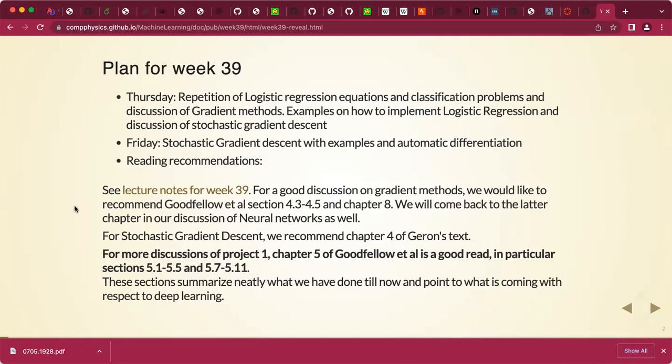There are some pretty good notes in the textbook by Goodfellow et al., in particular in sections 4.3 and 4.5. Feel free also to take a look at chapter 8. Chapter 8 is a chapter which we will come back to again and again when it comes to neural networks. So chapter 8, and in addition chapter 7, which is much more linked to the discussion of neural networks, is something we will keep picking up next week and the week thereafter when we begin with neural networks. And if you want to look at hands-on implementations of some of these methods, the text by Geron in chapter 4 is actually a pretty good read.